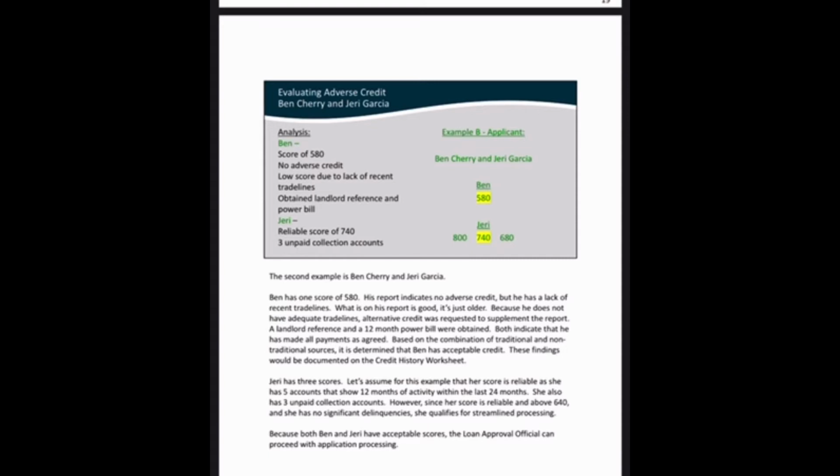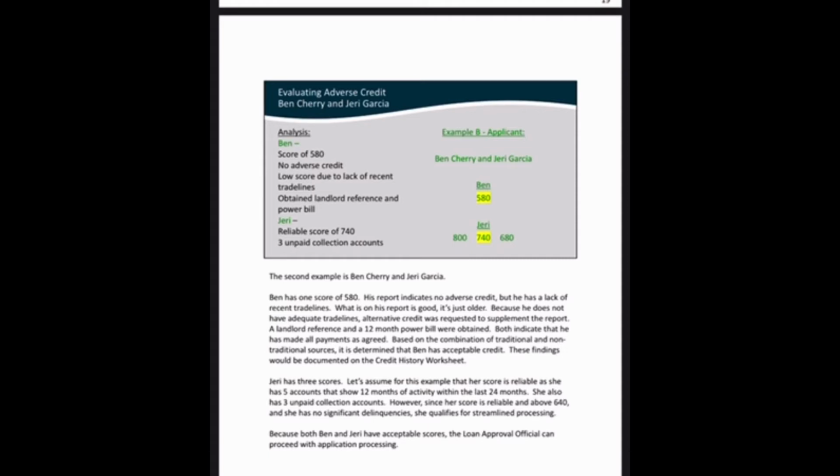If you do not have the 640 and you have a credit card payment, or any payment that was late within the last 12 months reporting on your credit, they can still deny you because you have that reporting late on your account.